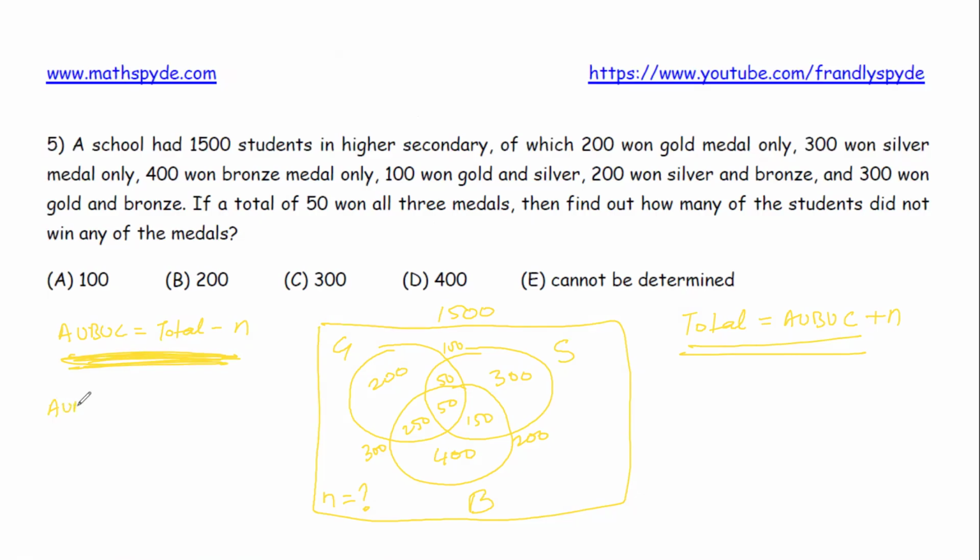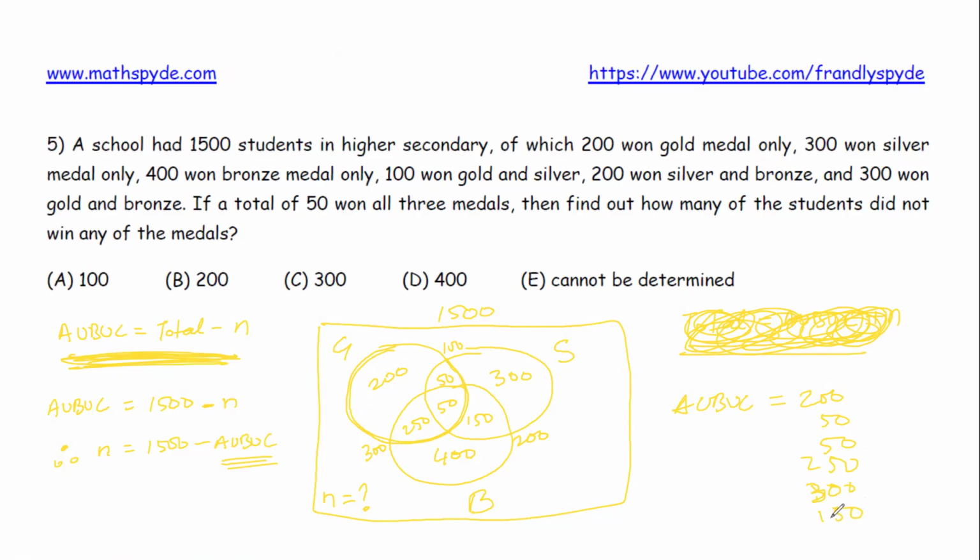So A union B union C is total 1500 minus n. Therefore, n is equal to 1500 minus A union B union C. So we calculate A union B union C. I'll just get rid of this to avoid confusion. So A union B union C is equal to these seven regions. So we'll do the math now. So 200, and then 50, and then 50, and then 250, and then 300 for only silver, right? And then 150 for silver and bronze only, and then only bronze is 400. So we add them up.